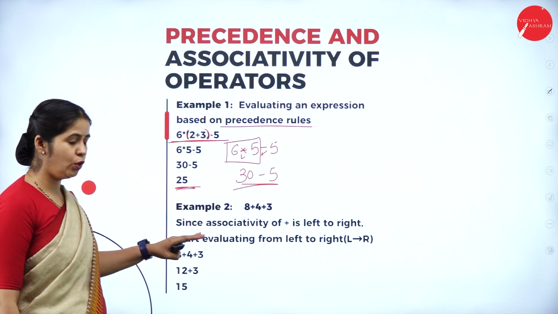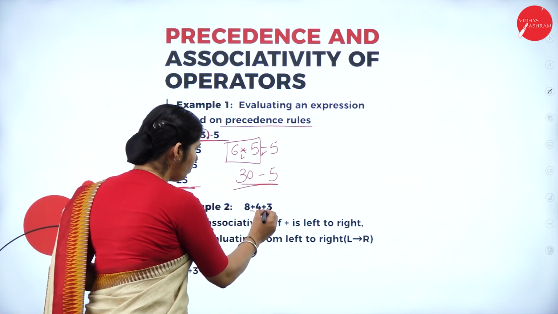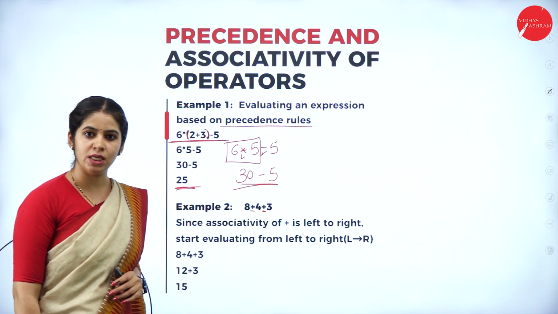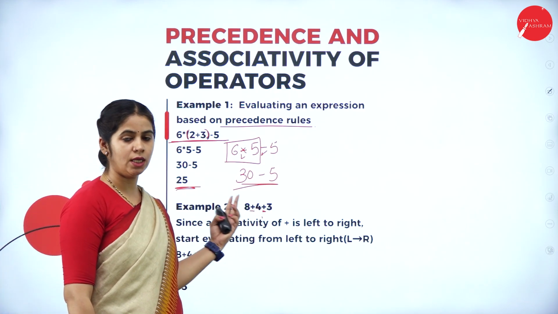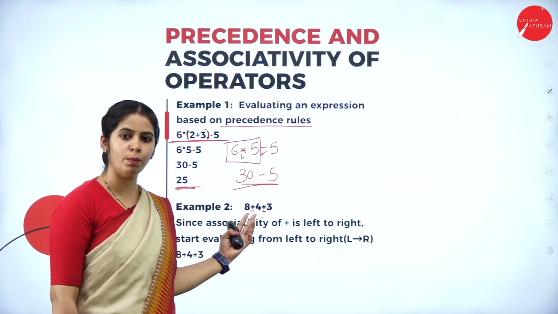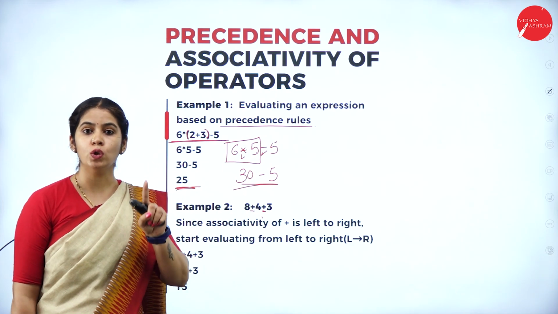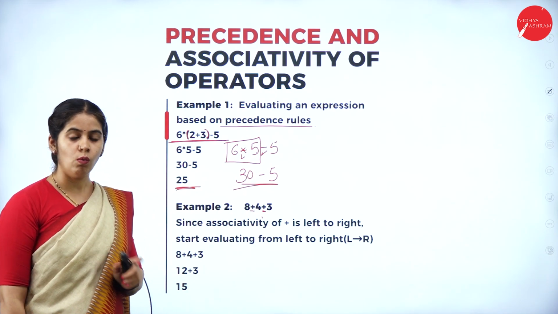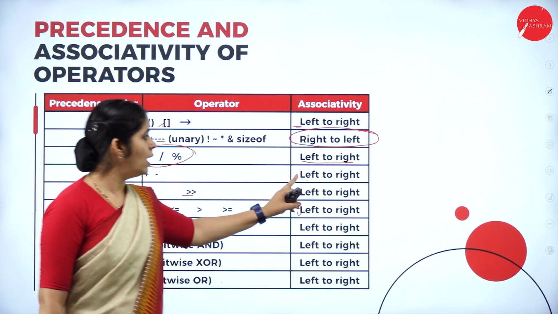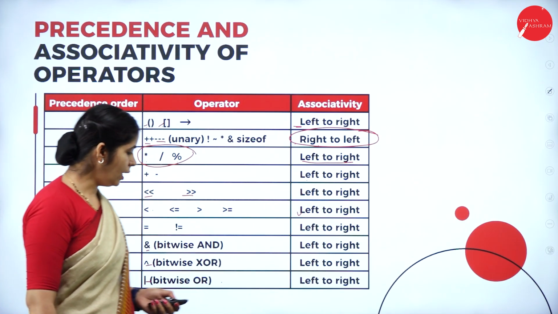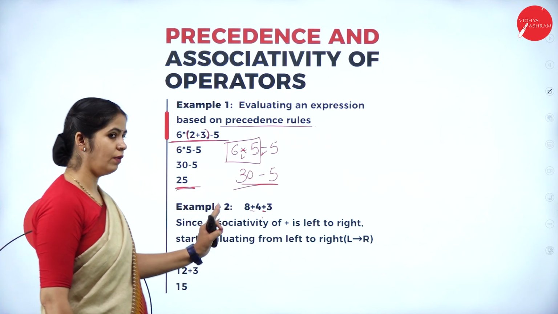Next example, here you can see all the operators are of the same precedence, that is plus. Both operators are of the same precedence. In this case, what do we have to apply? We have to apply the associativity rule, right? What do we have in the associativity rule for plus and minus? Left to right. Yes. So from left to right we have to travel.